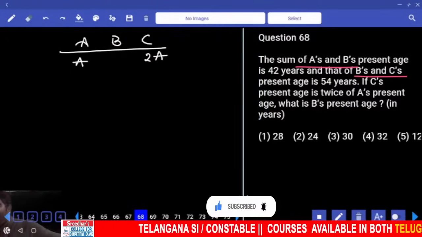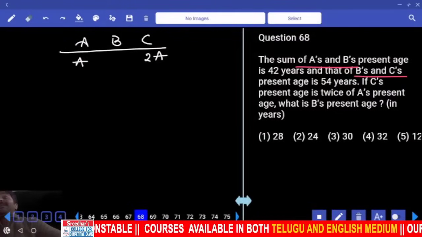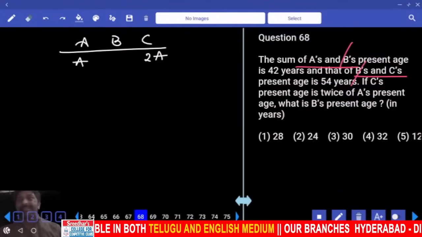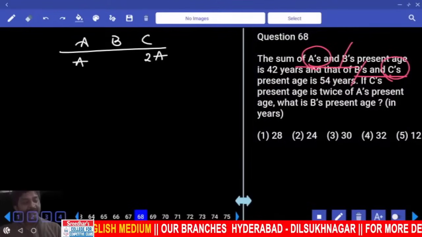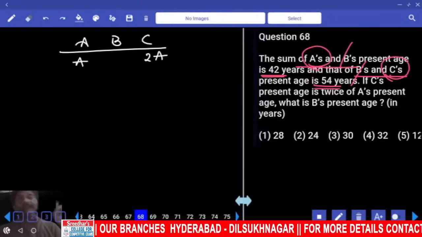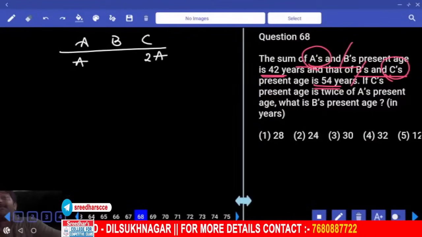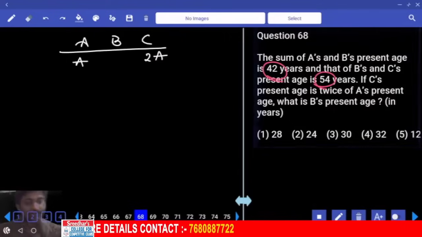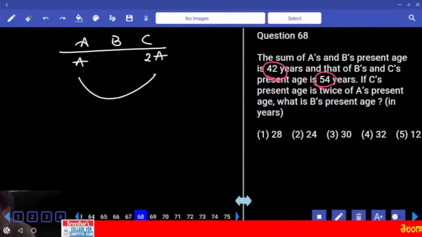So whatever age difference we have, that is not because of B, because B is common. B is common and goes for cancellation, right? In place of A, who is here? C. So whatever difference we have between 42 and 54, that difference is because of A and C's ages, the difference in terms of years. 12 years is the age difference between A and C.